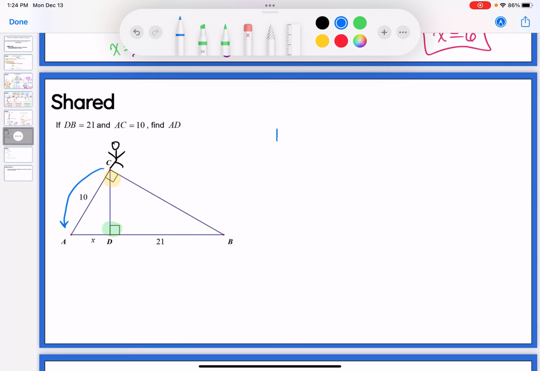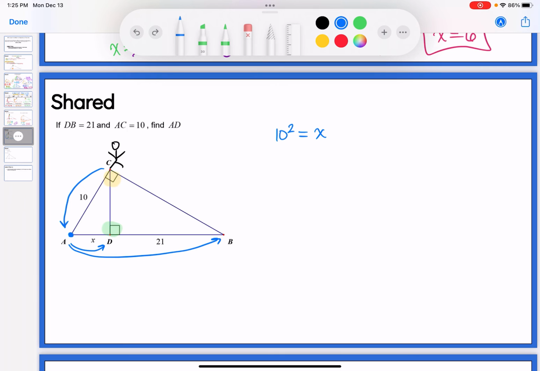But again, remember, whichever way you come down the mountain, you have to square it. So this is going to be 10 squared. Where could I walk now that I land down here at A? I could walk the short part, x, or I could walk the whole thing, right? So I can't just walk the 21 because I can't teleport. Got to start at A and I could walk the whole thing.